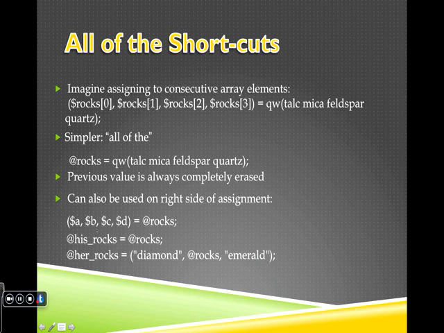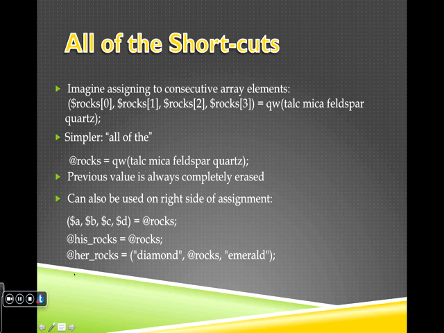There is a much easier way, a shortcut, which is named all of the, and the sign of it is @. So here I'm saying at this list named rocks, assign in order the following quoted words. So Talc will be assigned the first element, element 0, Mica to the second, the third, and the fourth. So this is exactly equivalent to this assignment. It is good to notice that whatever elements I had before inside this list will be erased completely. So be careful. If I had 17 elements, I will end up with 4 elements only.